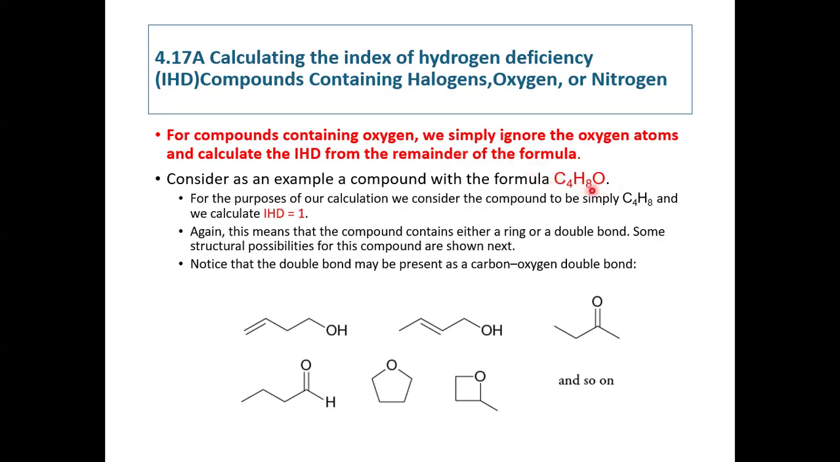So if the molecular formula is C4H8O, we simply write it as C4H8, and then we subtract from the normal alkane, which is C4H10 minus C4H8. It's actually H2, so 2 hydrogens, it's a pair. Therefore, the index of hydrogen deficiency is 1.